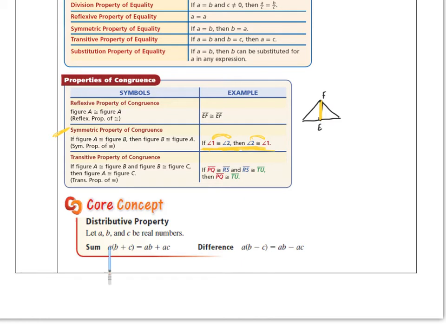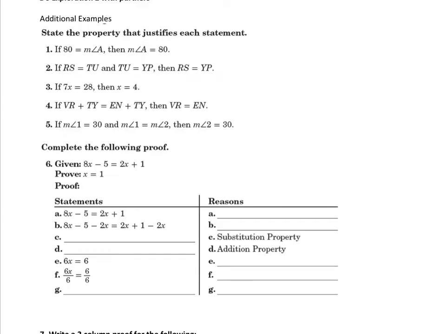And then we know what the distributive property is for the sum and difference. A times the quantity B plus C would be AB plus AC, and A times the quantity B minus C is AB minus AC. Okay, taking a look here. Now we're going to do some examples. So let's take a look.